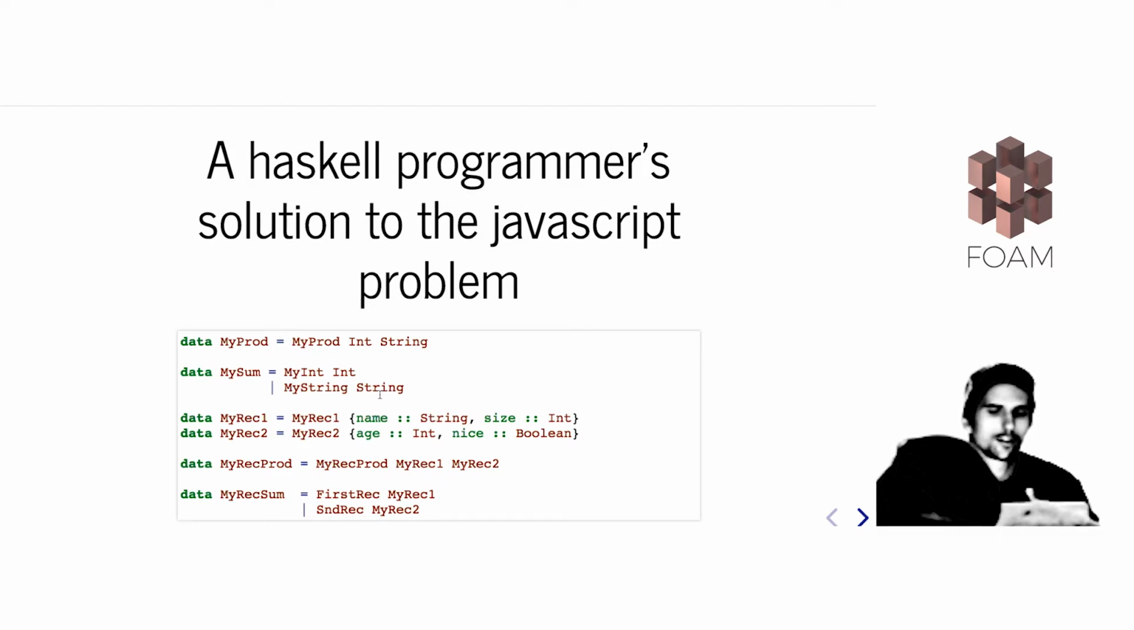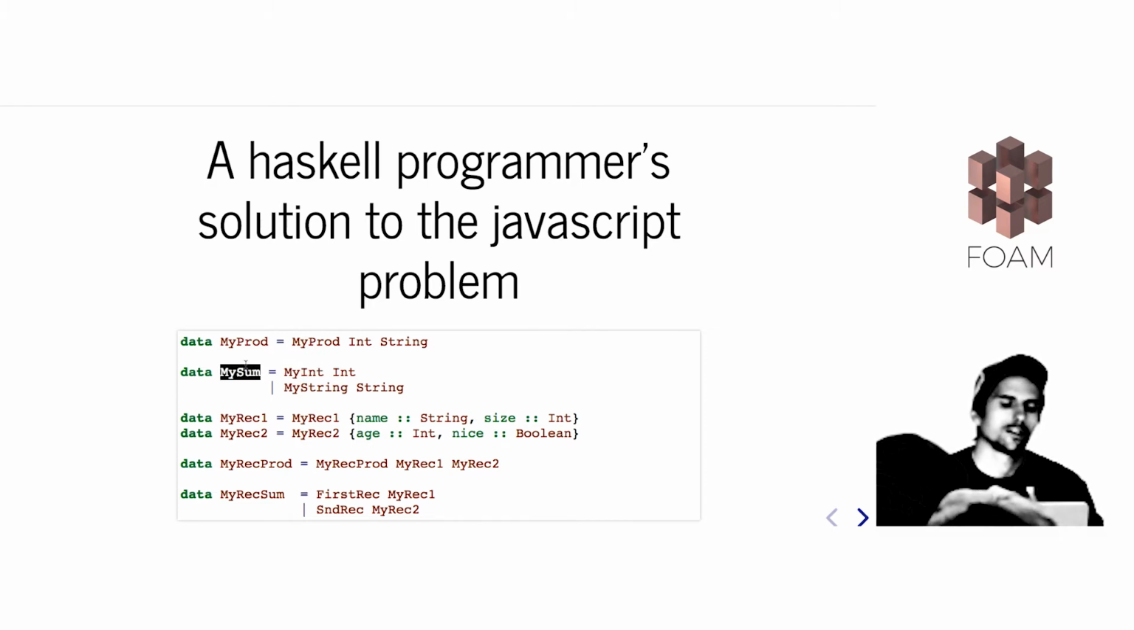Prisms, lenses, traversables. This is an example of some Haskell data declarations to make sure that you understand what I mean by sums of products. MyProd is basically a tuple, right? It has two values. You need both of them in order to make a MyProd. MySum is a sum type, so it's one or the other. Either it's an int or it's a string. So that's what's meant by sum. Sum of products would just be some iteration of one over the other.